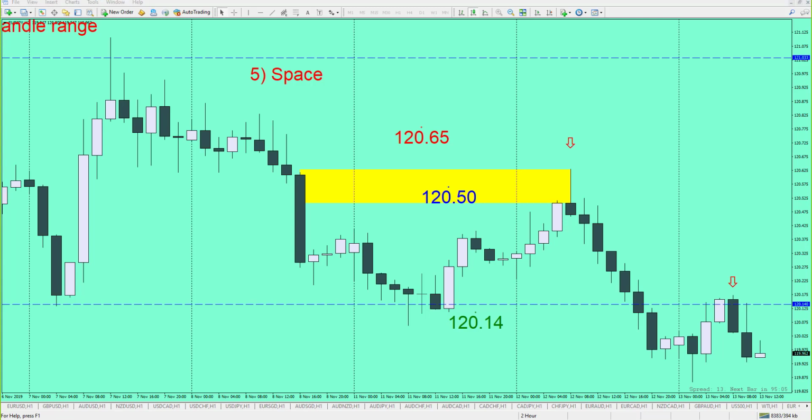So Forex Tester is the old... wait, which screen am I sharing here?